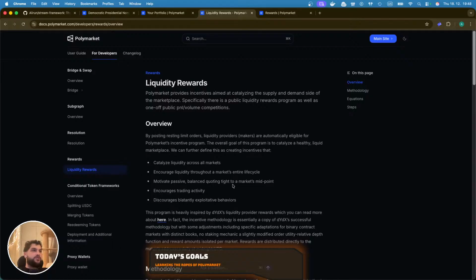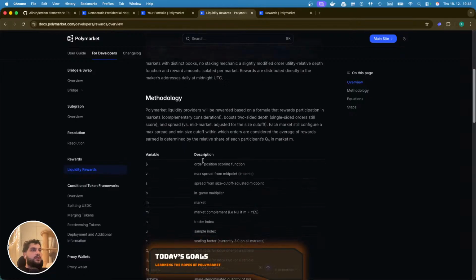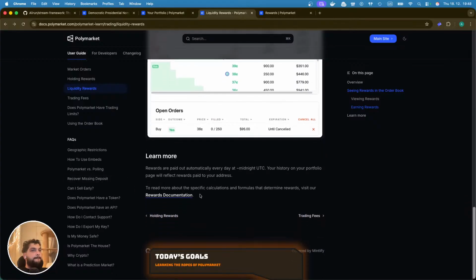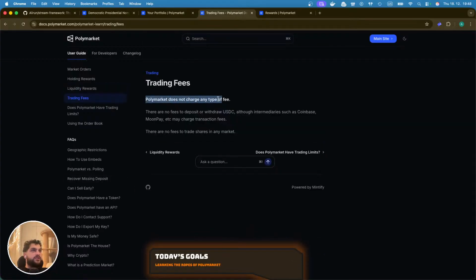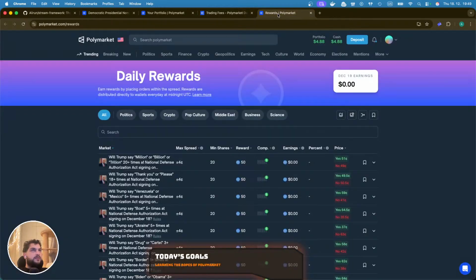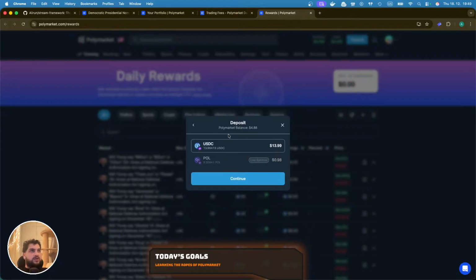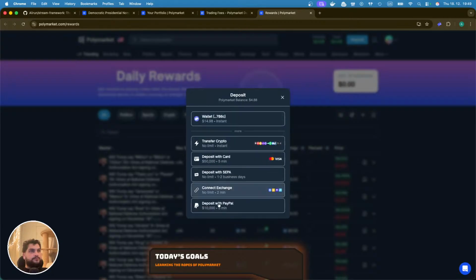Okay, so there is a separate rewards documentation. I guess it covers the info. Total trading fees: Polymarket does not charge any type of fee. There are no fees to deposit or withdraw USDC, although intermediaries such as Coinbase may charge. We paid a fee when we deposited, didn't we? That's not true.